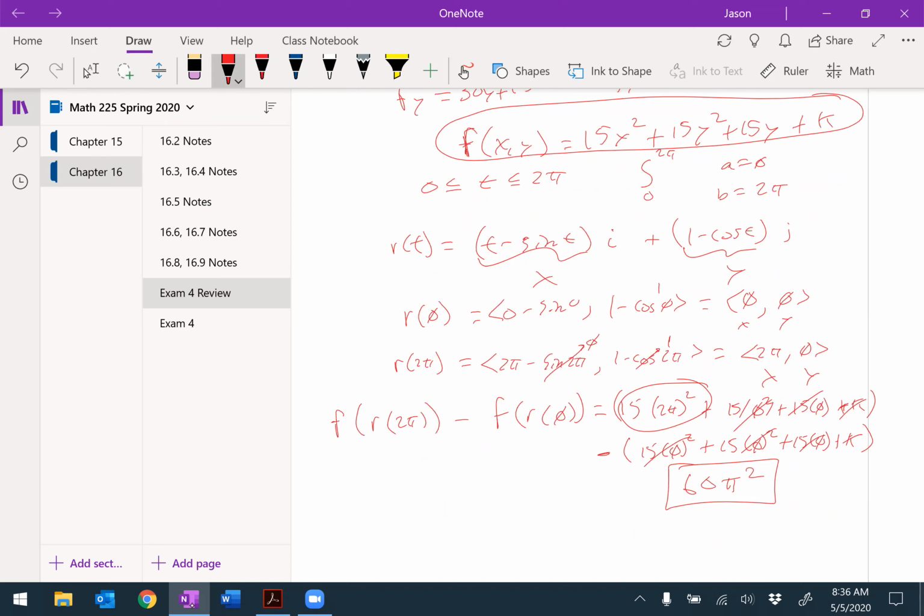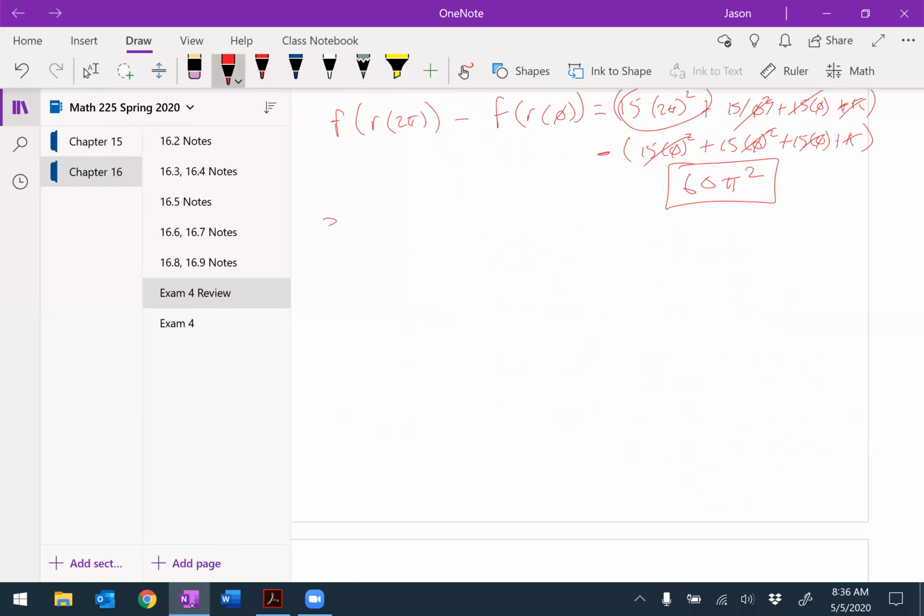So again, you could use the fundamental theorem of line integrals just as easily. It's a few less steps than doing all that integration, and it saves you from doing integration by parts, which can be a pain. So a pretty long problem, but I did want to show you how to do it both ways. Okay, let's move on to number 3.